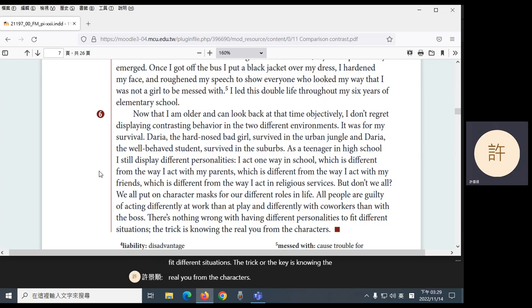So in this conclusion, not only does she say that she had to do this to survive, she continues to say that everybody does something similar, right? Don't we all? We all do something similar. So her situation is not strange. It is not weird. It's simply more extreme than most people's situations.